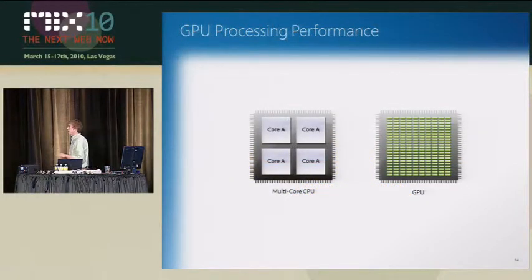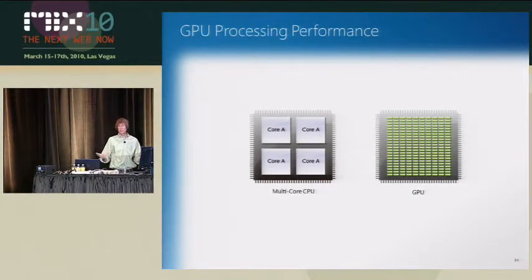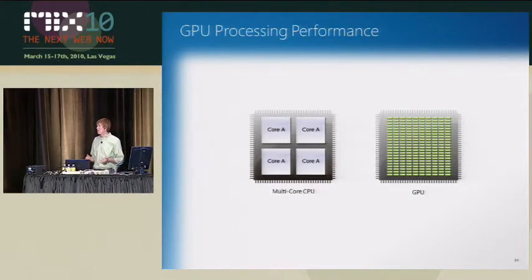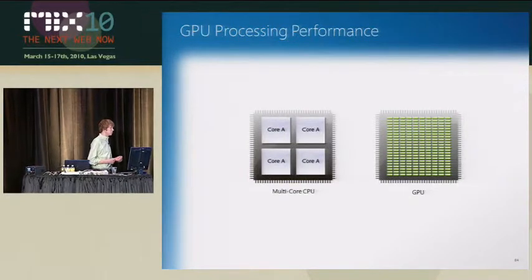On the left here, you'll see a multi-core CPU. In this case, it's a quad-core. CPUs are really general-purpose processors. The graphics today inside of all browsers are done on the CPU itself. But when we were looking at HTML5 applications and the types of applications that we expected developers to build, we really wanted to give them full access to the GPU, which on the right here, you'll see.